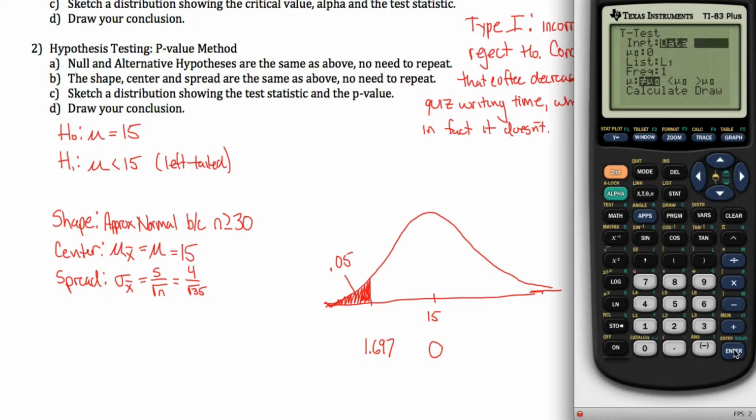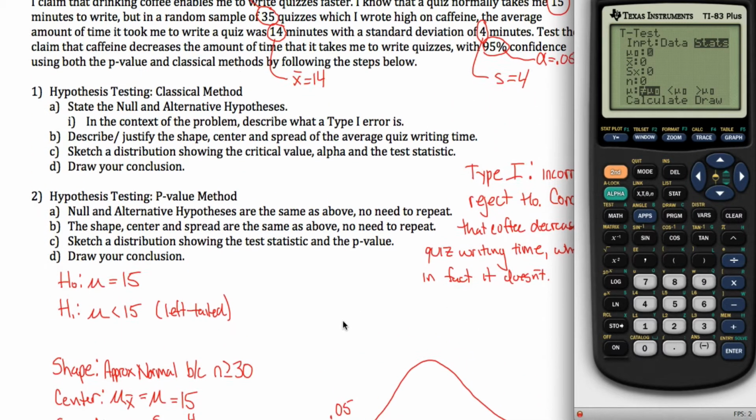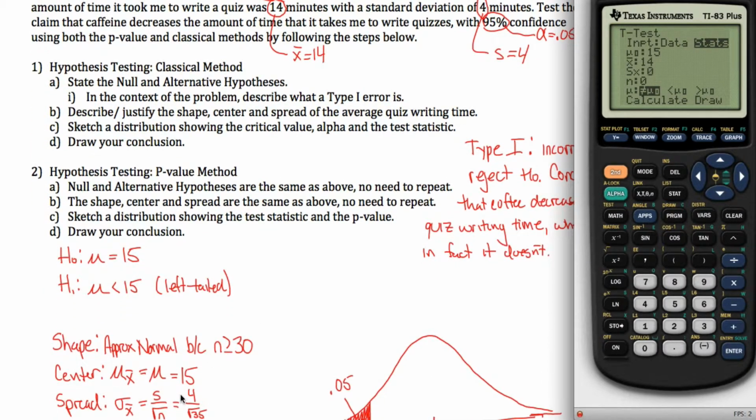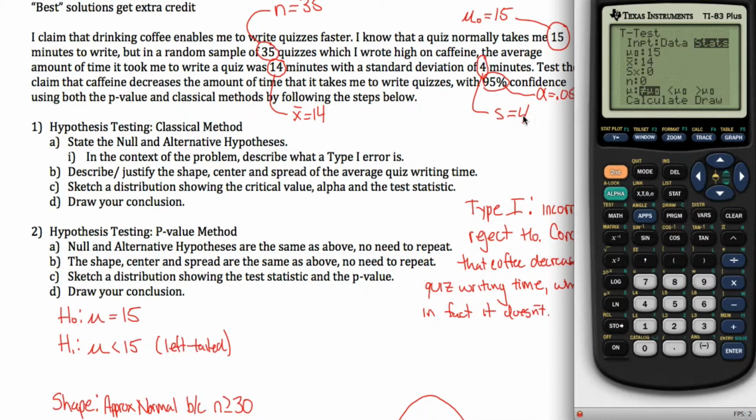I don't have the raw data itself. I don't have, it took me 8 minutes to create a quiz, one time I was drinking coffee, 12 another time, 22 another time. I have statistics about the data. So what it asks for is mu naught. I found mu naught earlier to be equal to 15. X bar. I found x bar to be equal to 14. S sub x, the standard deviation, which was given to me as 4, this value right here. And then n, which we know is 35.